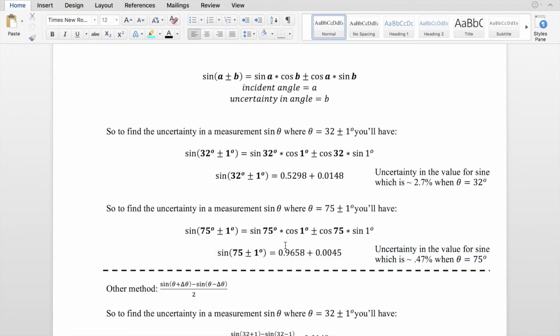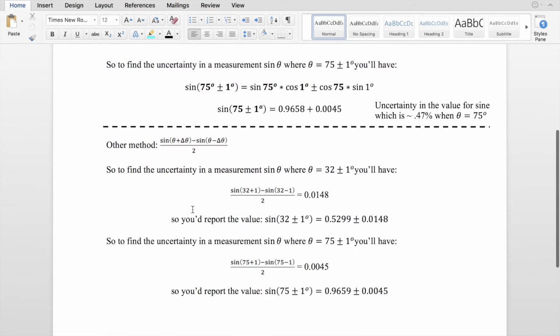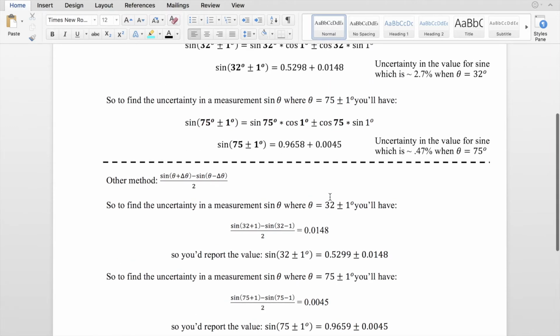So the other logical way we could handle this is the other method that we have done in the past, which is take the maximum value minus the minimum value and divide by 2. So the way we would do that is take sine of the angle plus the uncertainty, that would be your maximum value, minus sine of the angle minus your uncertainty, that'd be your minimum value, and divide that by 2. I think this makes sense. It's not a coincidence that both of these should give you the same answer, but when you plug this in for 32 plus or minus 1 degree, you get exactly the same answer that you had right up here.